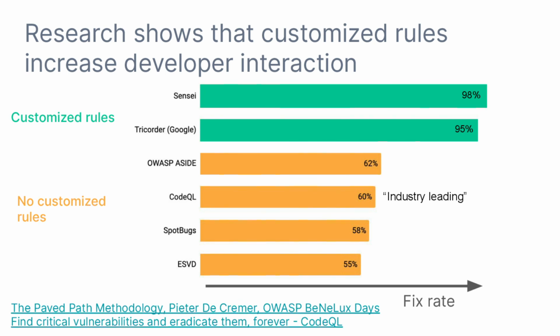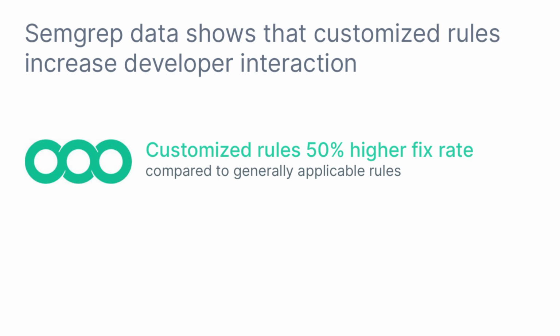If you compare this to other tools like CodeQL, who is claiming an industry-leading fix rate of 60%, you can see that this is really the ceiling of what you can expect by not customizing your rules. That means 40% of your findings are actually ignored by your developers and maybe not useful, which is a lot of noise for them.